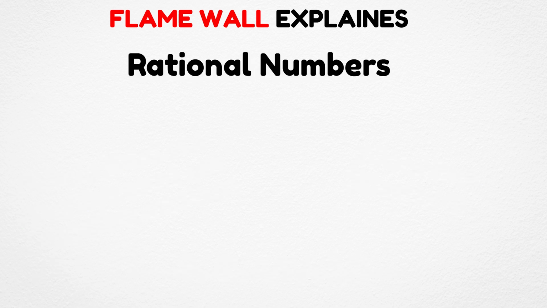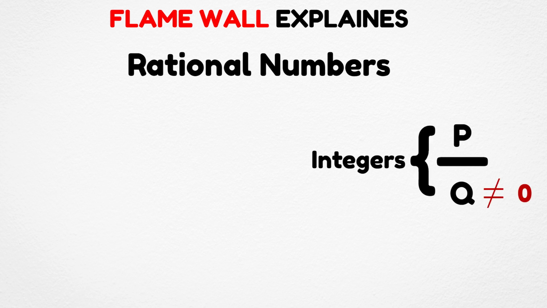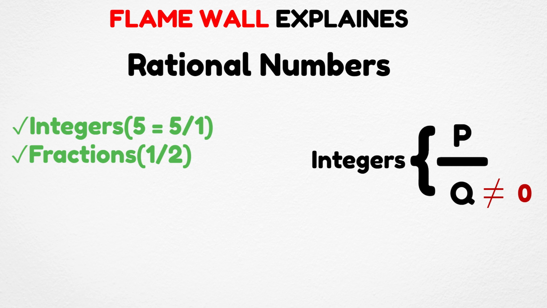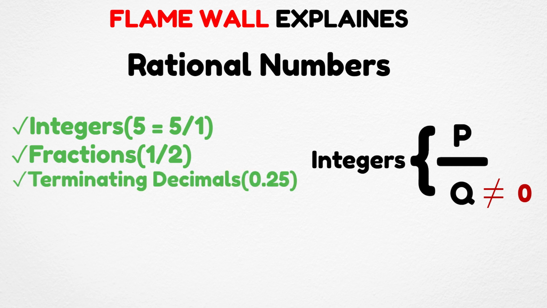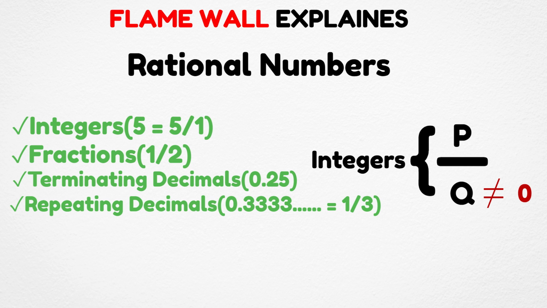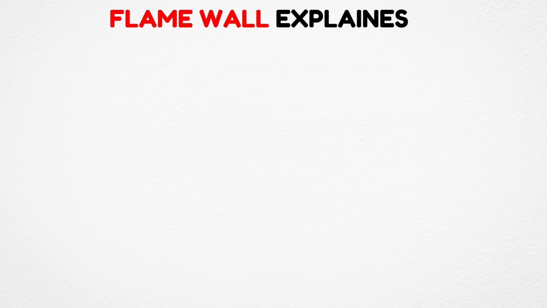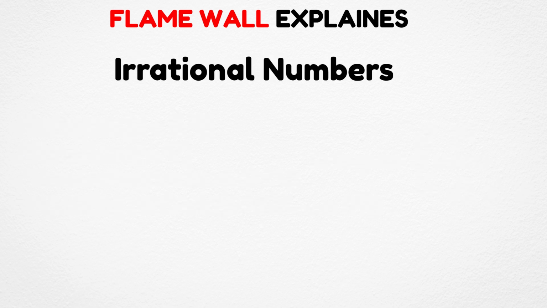Next we are going to see about rational numbers. Rational numbers are any numbers that can be expressed as a simple fraction p by q, where p and q are integers and q is not equal to 0. This includes all integers like 5, which is 5 by 1, fractions like 1 by 2, terminating decimals like 0.25 and repeating decimals like 0.33333, and so on.